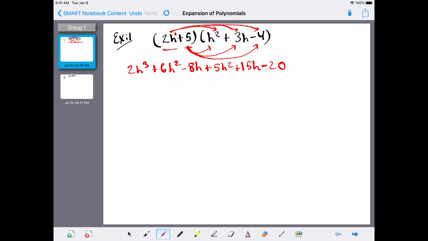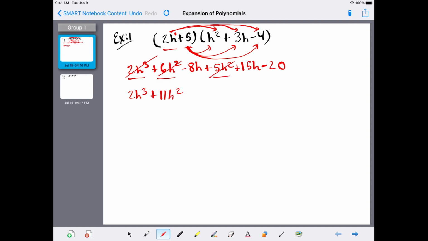So now at this point, we need to combine any like terms. So we can look at 2h cubed. There are no other cubed terms, so we can just bring the 2h cubed down. And I just like to cross it out just to show that we've dealt with it. So now, what about h squared terms? Here's an h squared term, and here's an h squared term. So we have 6h squared and 5h squared. So that's 11h squared.